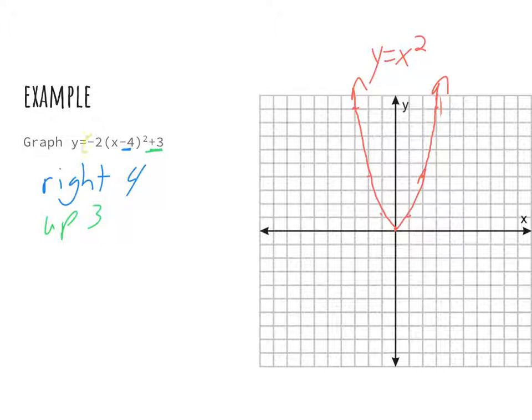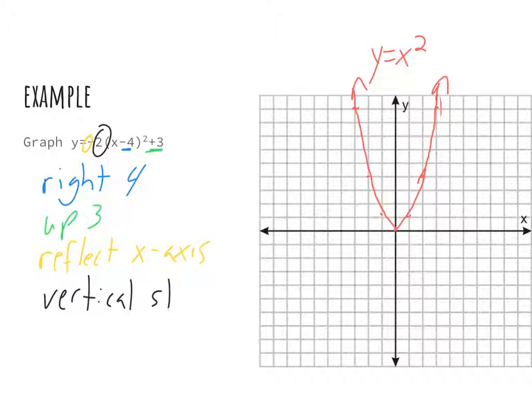And the negative means we're going to reflect it across the x-axis. So we're going to flip it vertically. And then finally, the 2 means it's going to be a vertical stretch of 2. Okay, so a vertical stretch means that the y values are going to get multiplied by that 2. And since it is a negative, to make it easier on us, we'll make it a negative 2.